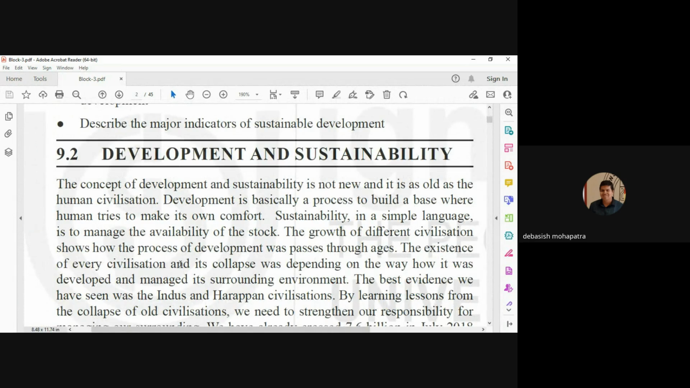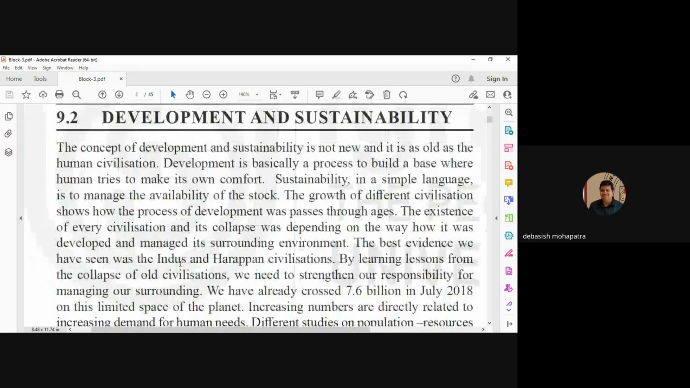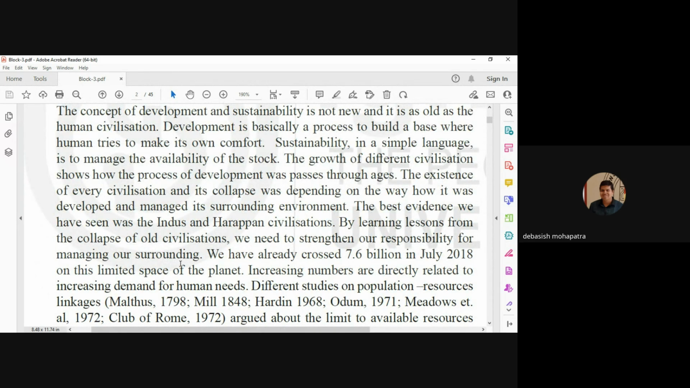So, development and sustainability. The concept of sustainability is not new, and it is as old as human civilization. Development is basically a process to build a base where humans try to create their own comfort. Sustainability, in simple language, is to manage the availability of the stock. As I told you, it means utilizing what we have in a sustainable manner, in a useful manner, not in greed. The best evidence we have seen is the Indus and the Harappa civilization.